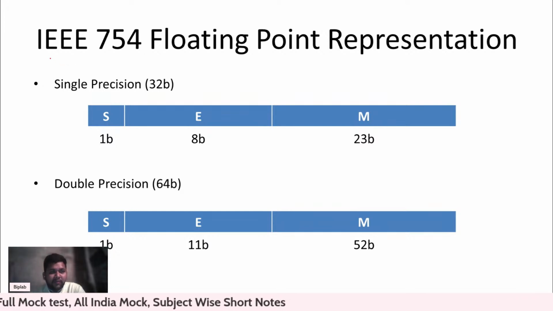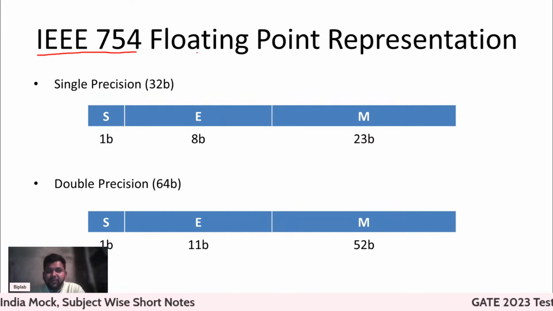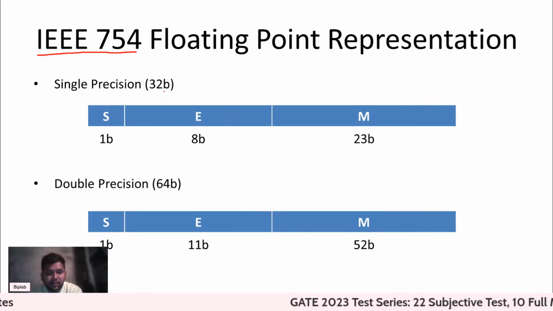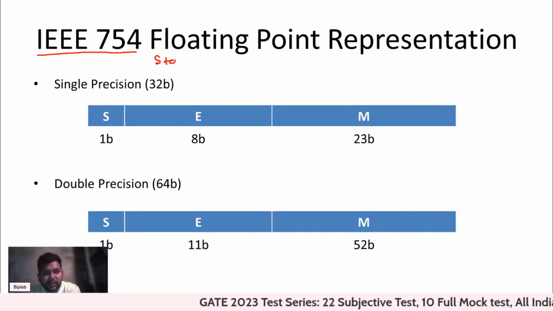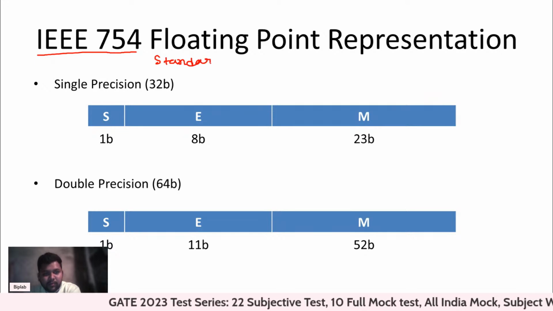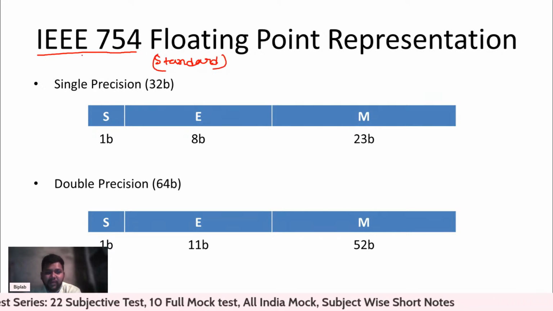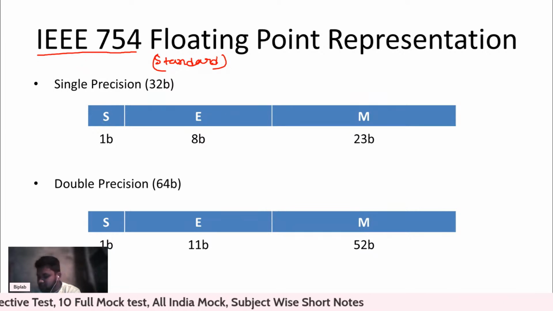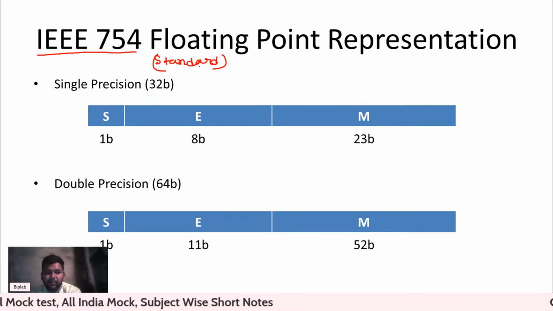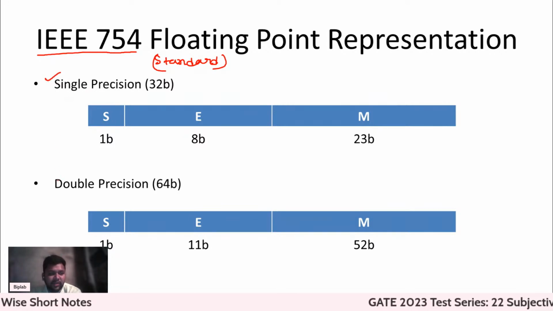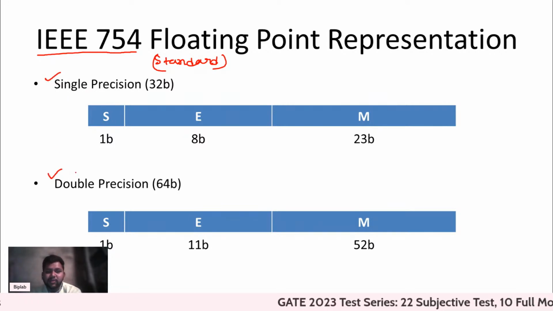So you have IEEE 754 representation. This is a standard representation that is used to store numbers. It is a standard defined by IEEE that is used to store floating point representation. There are mainly two types of representation: single precision and double precision.